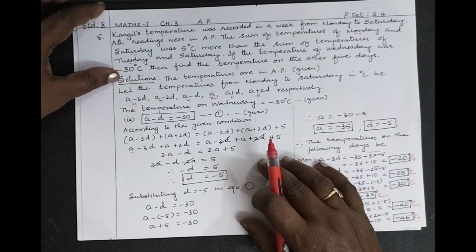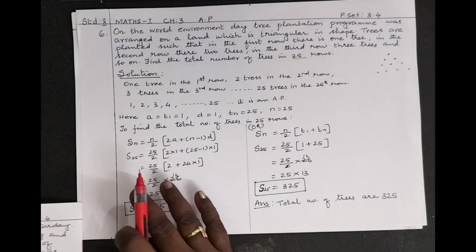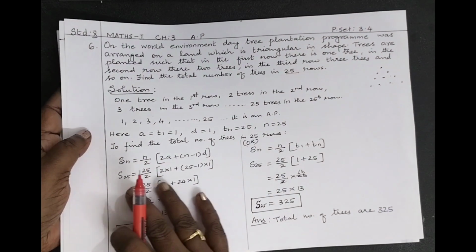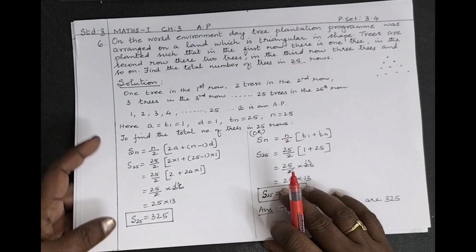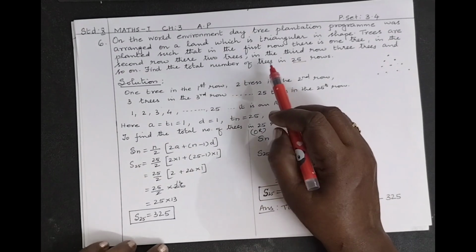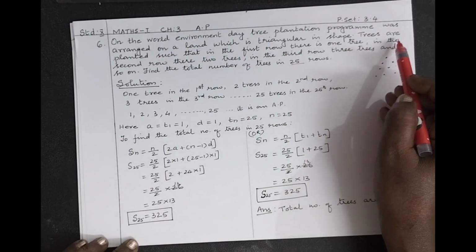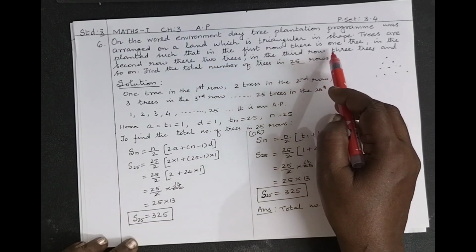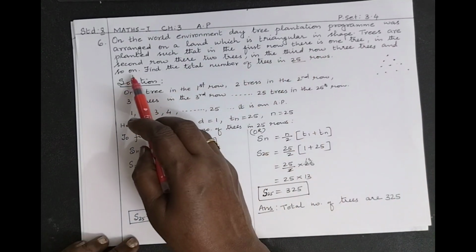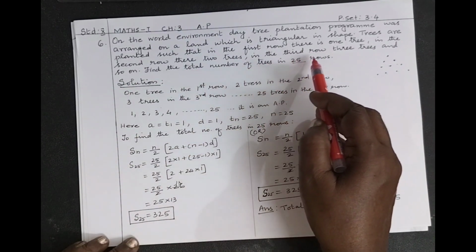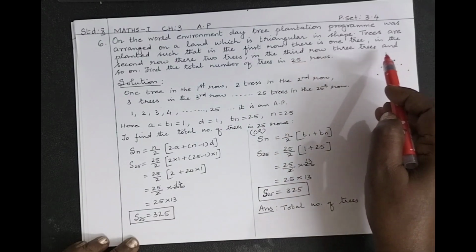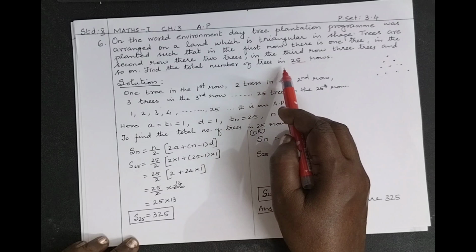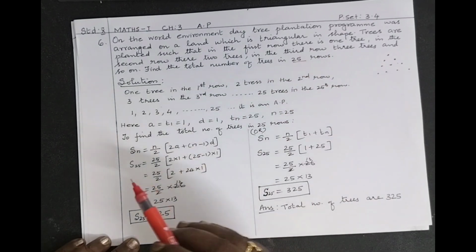Next, the last sum. On the World Environment Day, a tree plantation program was arranged on a land which is triangular in shape. Trees are planted such that in the first row there is one tree, in the second row there are two trees, in the third row there are three trees, and so on. Find the total number of trees in 25 rows.